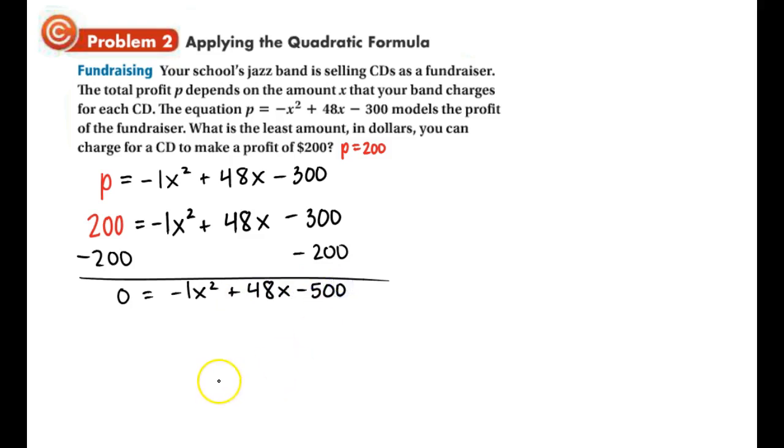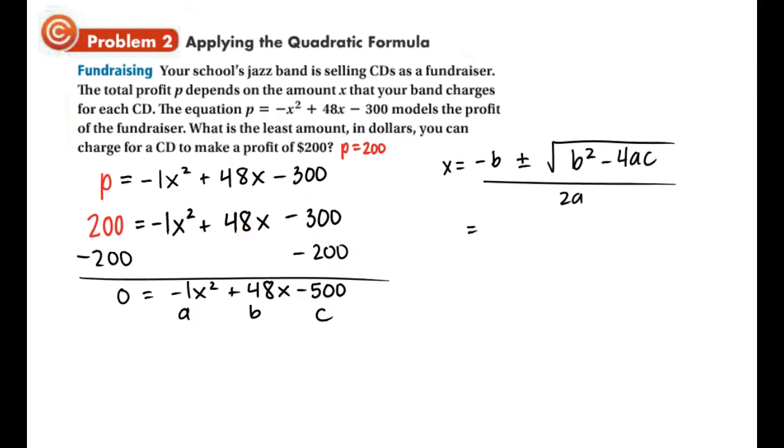From here, we can identify our a, b, and c values. Now that we know that our a value is negative 1, b is 48, and c is negative 500, we can use the quadratic formula just like in the previous example to find out the solutions.